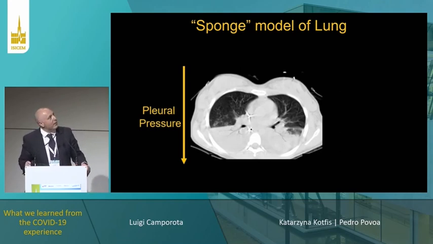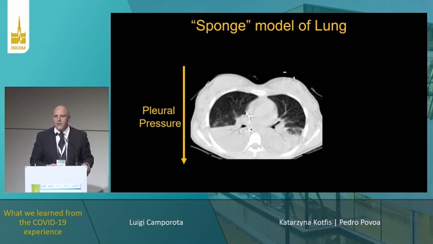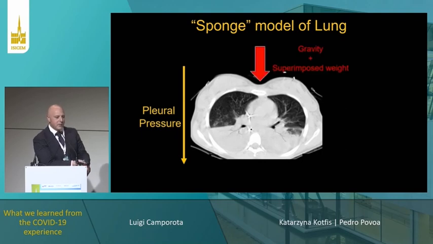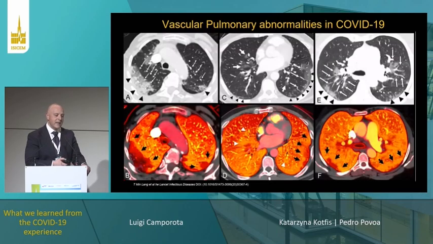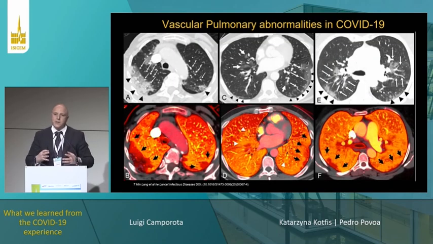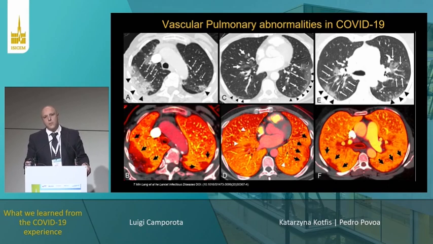As you all know, the pathophysiological idea of prone positioning is based on this anatomical model of ARDS, which is the sponge model of the lung. Essentially, you've got increasing pleural pressure from the ventral to the dorsal. You've got gravity with superimposed weight, and then air gets squeezed out, and essentially we've got a consolidation, and that could be reversed through prone positioning, regaining aeration in the dorsal position.